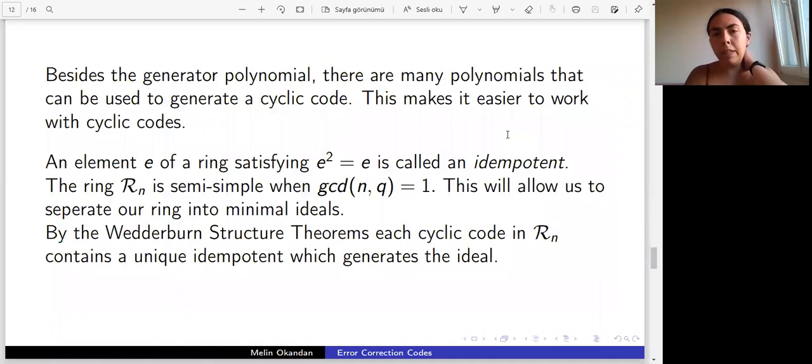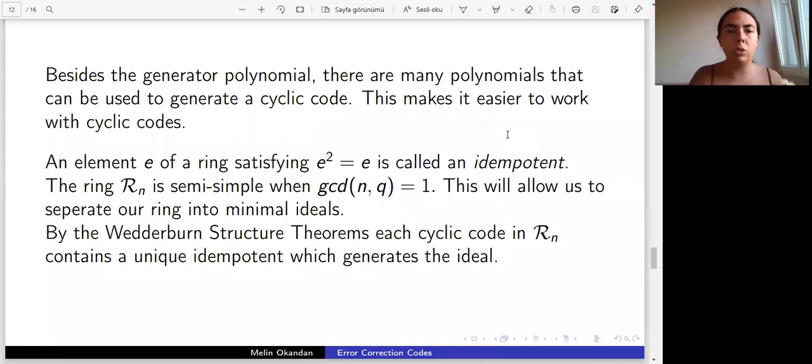Well, having a generator polynomial eases our work in this coding system. But besides the generating polynomial, there are many other polynomials that can be used to generate a cyclic code. And this makes it even easier to work with cyclic codes. What do we mean by this? Let us define some things to understand what this means. An element e of a ring satisfying e squared equals e is an idempotent. Now the ring Rn is semi-simple when n and q are relatively prime.